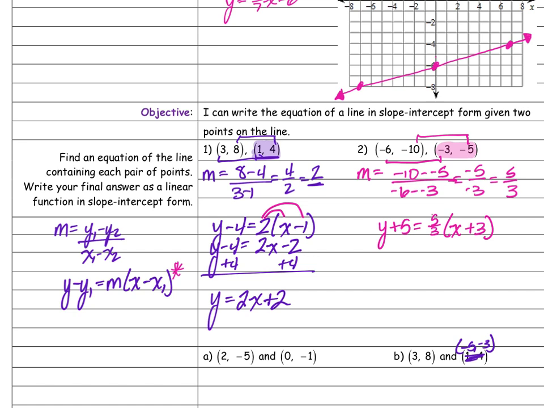And then I'm going to distribute. So I've got y plus 5 equals 5/3 x, and then 5/3 times 3. Does anyone know what 5/3 times 3 is? Oh, so sorry. Yes, Jalen, very good. 5/3 times 3 is 5.